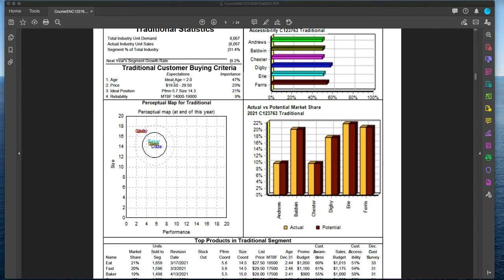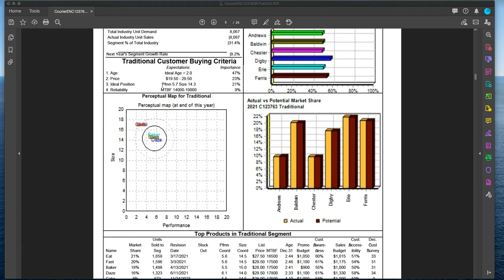So every year, this range is going to drop by 50 cents. And you'll just want to make sure that you're on top of that so that your price does not fall outside the range. The third most important criteria is the ideal position. That's 21%. And then last is reliability. Remember, with the reliability, this affects your materials costs. So you can improve your margins by reducing the MTBF as long as it's within this range.